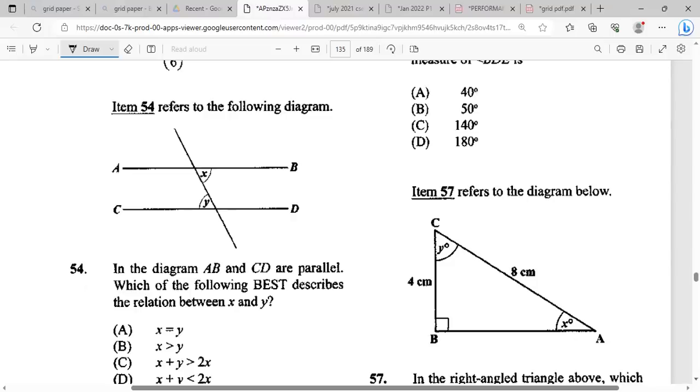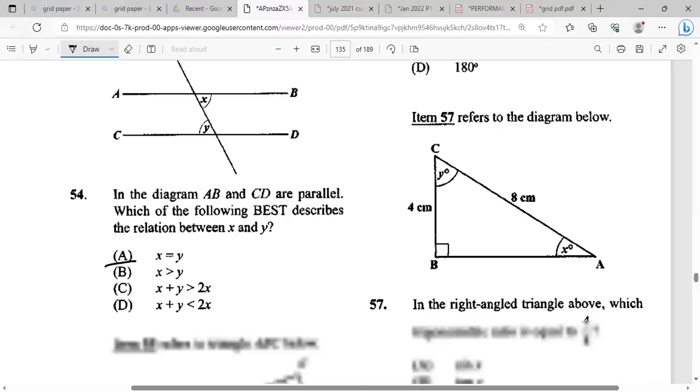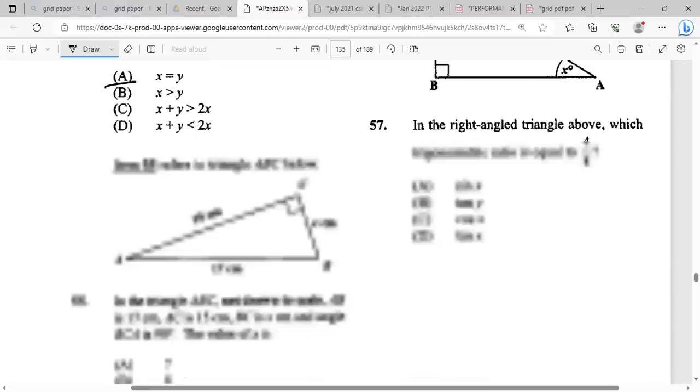Item 54 refers to the following diagram in which PQ, AB, and CD are parallel. Which of the following describes the relationship between X and Y? A is equal to X. They are alternate angles. So we're going for that one here.